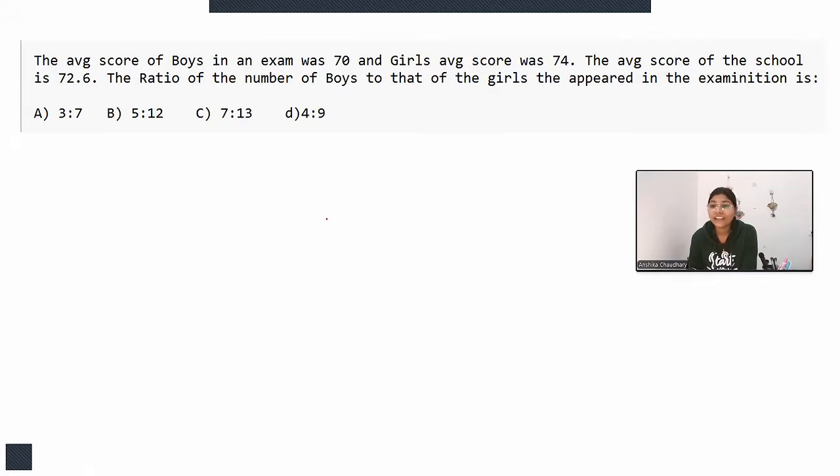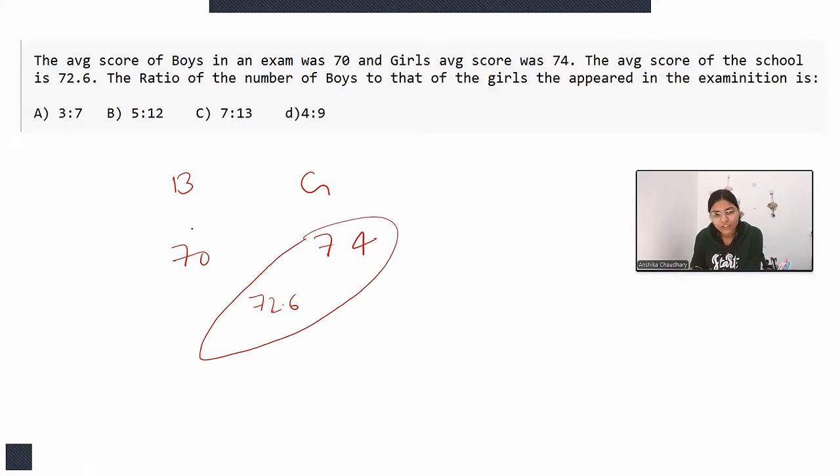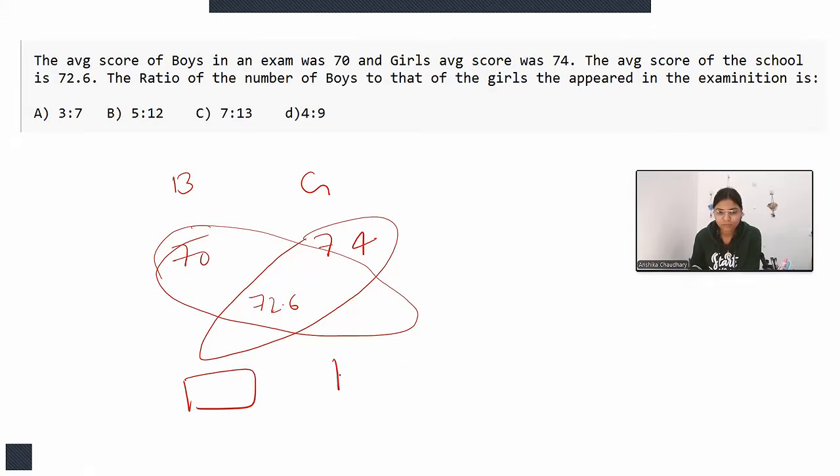We will use mixture and allegation here, right? So simple, boys and girls. What do we have? 70. What do we have? 74. Boys' average score in the exam was 70 and girls' average score was 74, and the whole school average score is 72.6. I'm writing it in the center. Now do some magic here. My drawing is not good. Okay, now we have these two blanks here, right?